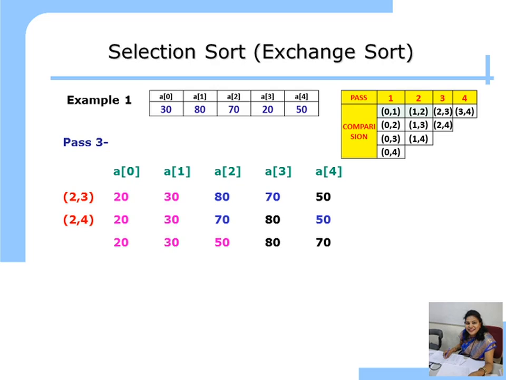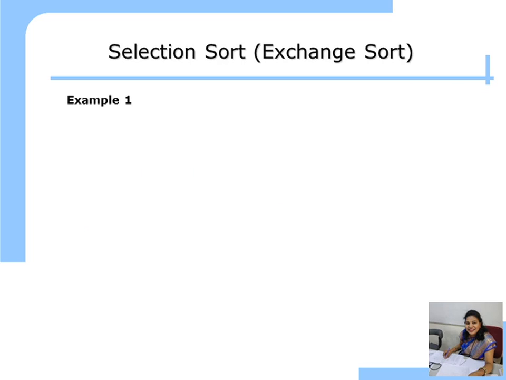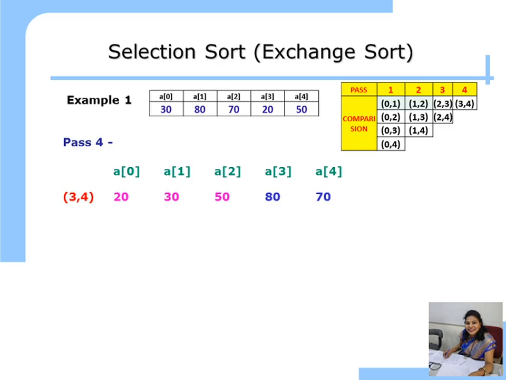At the end of pass 3, the third smallest element gets placed at the second position. The third smallest element is 50, which is placed at the second position, which means this is correct. Now we have 3 elements sorted, 20, 30, 50, and 2 elements unsorted, 80 and 70. Let us sort them in the next pass. Pass 4 has the input 20, 30, 50, 80 and 70.